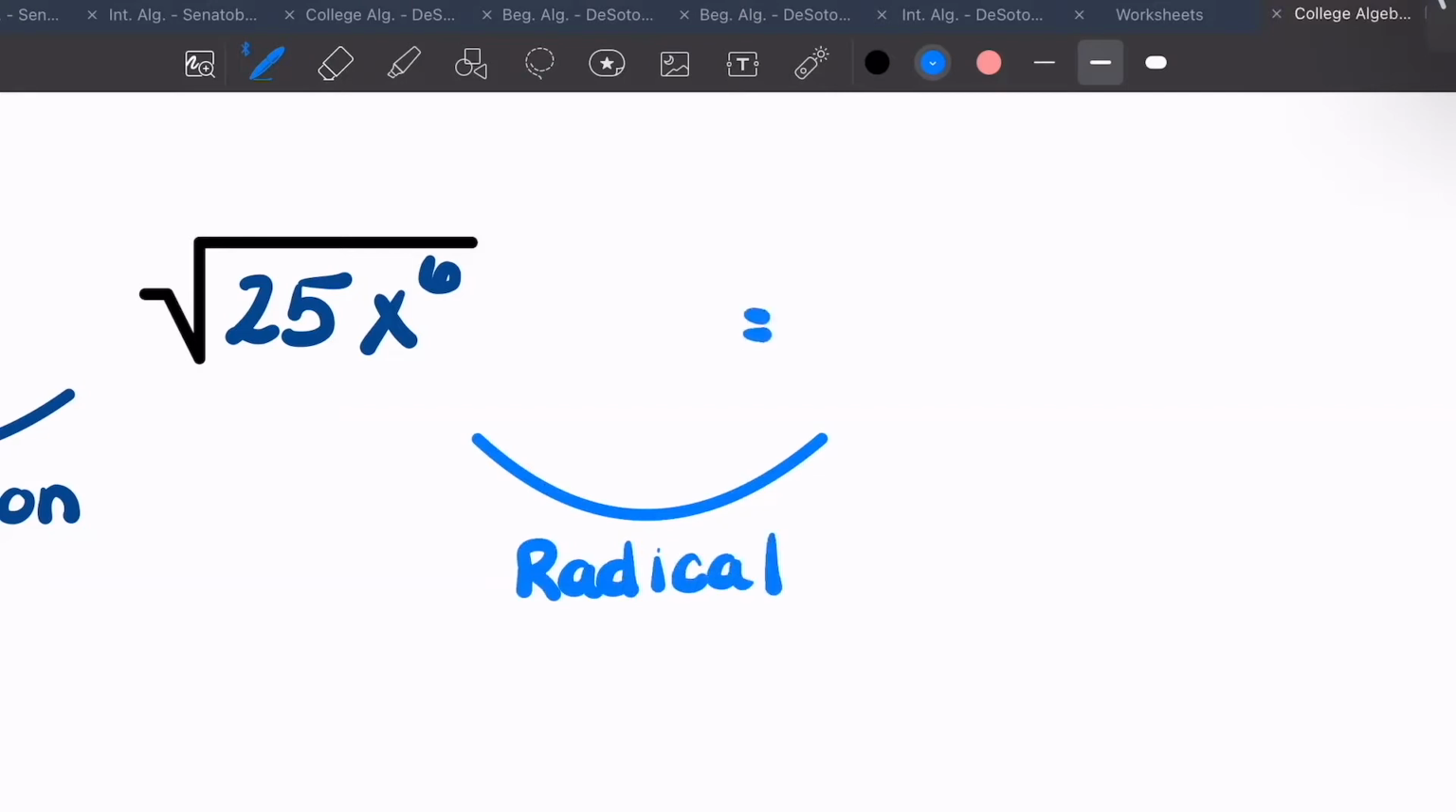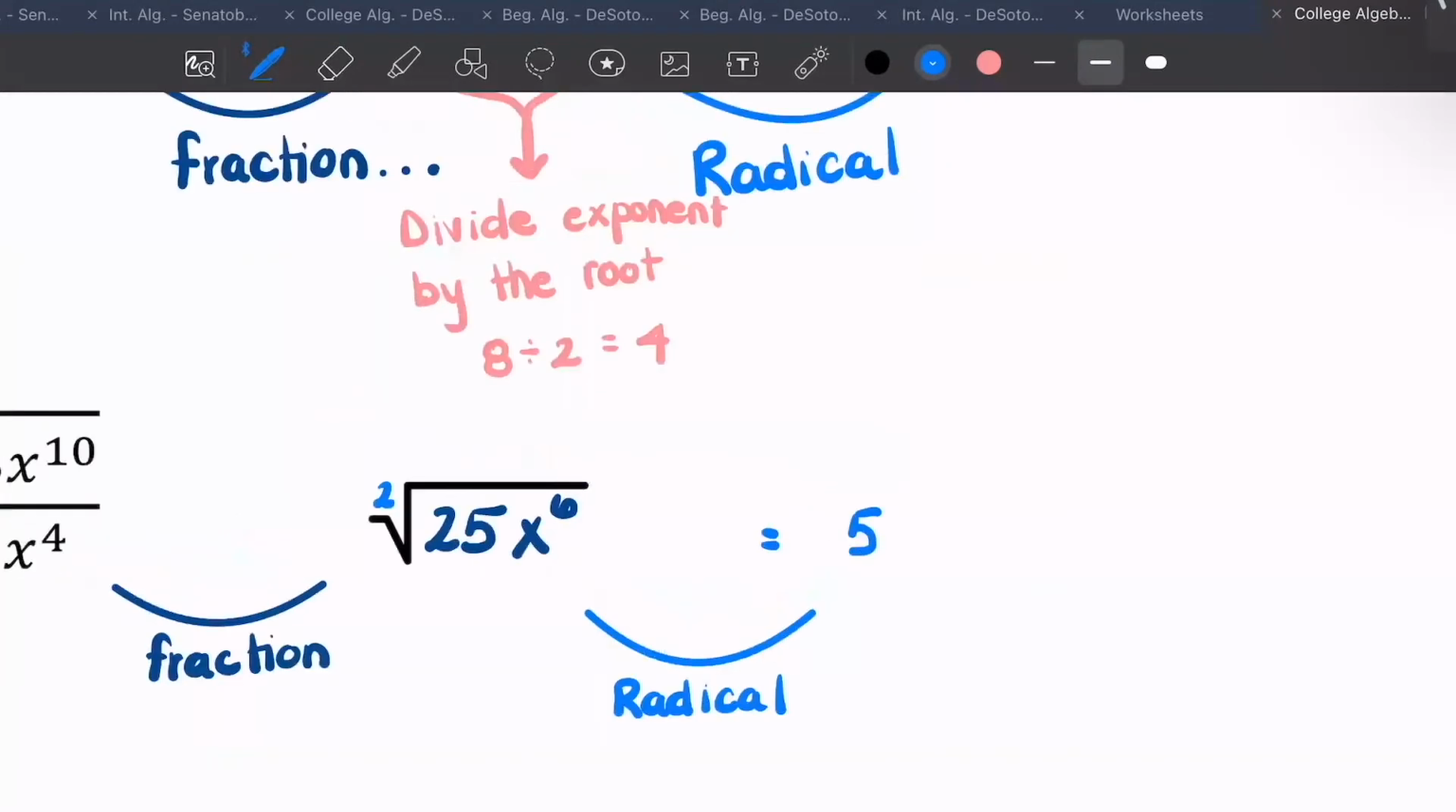All right. So once again, we're taking the square root. So deal with your whole number first. You have the square root of 25. Well, that's going to give you 5 because 5 squared equals 25. All right. Then you have to deal with your variable raised to an exponent. And remember what we did last time.